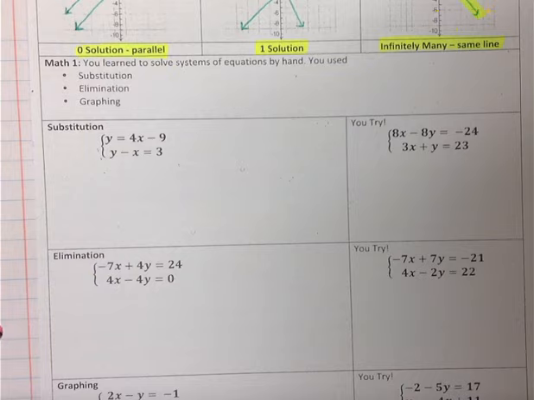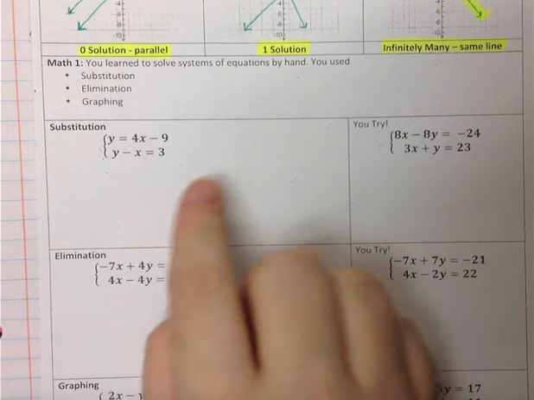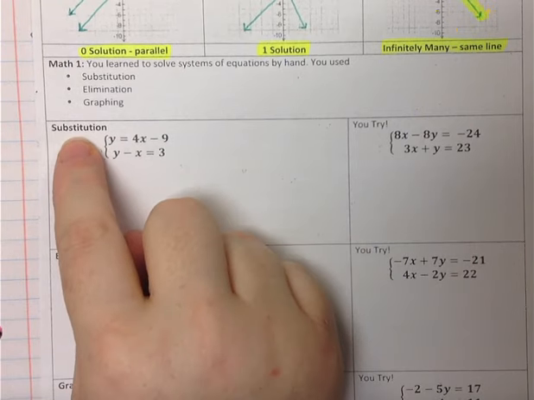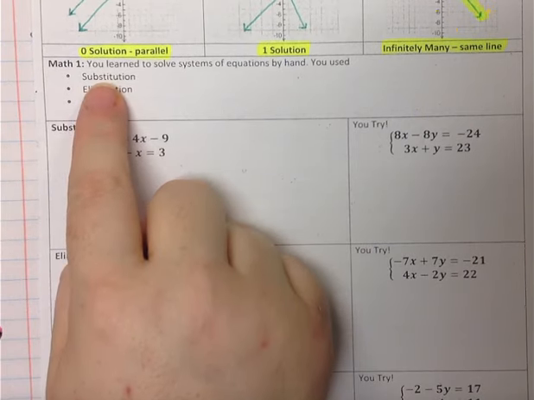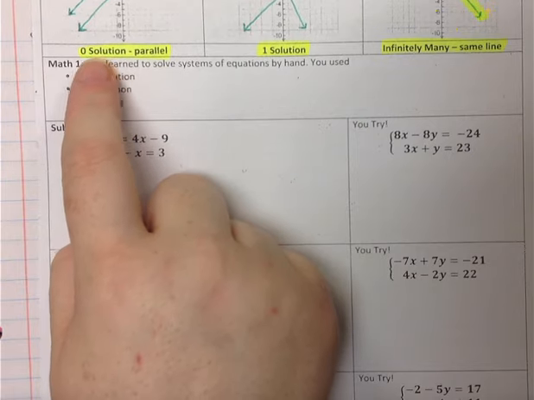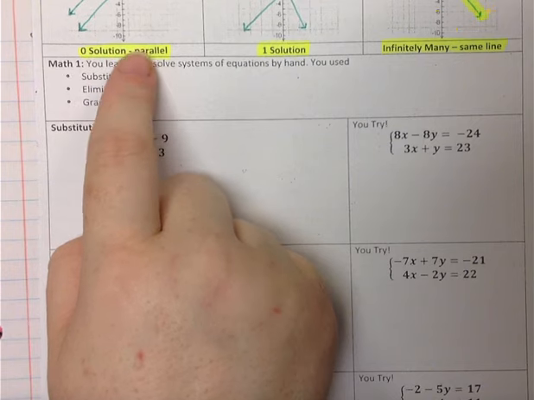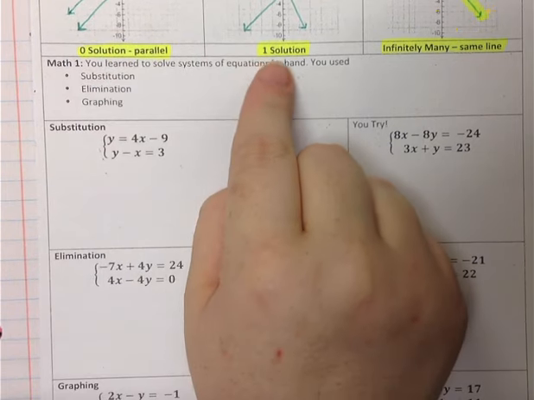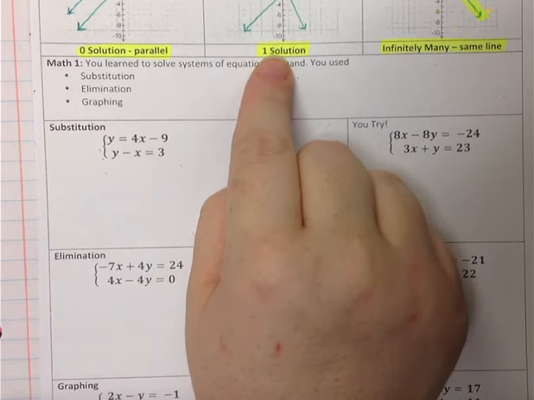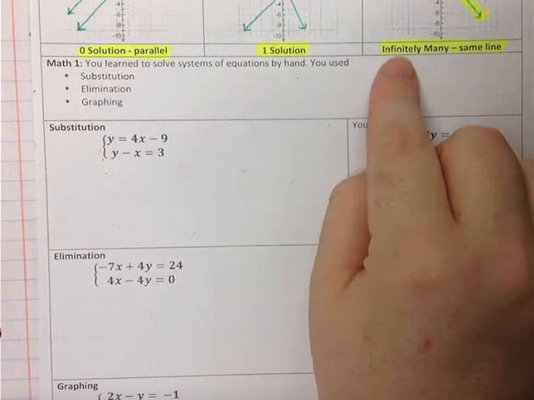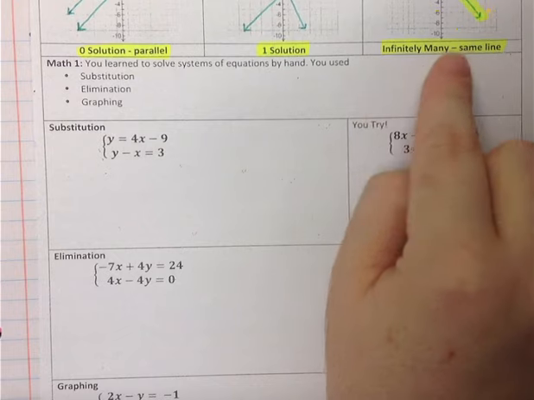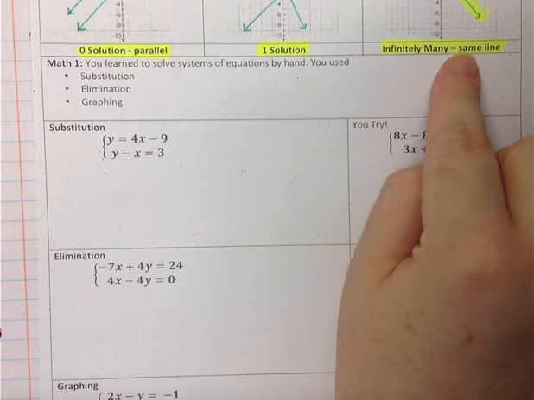This video is on systems of linear equations. I'm going to be doing two examples of solving systems by substitution. Again, substitution is one of the algebraic methods of solving a system. And as before, you can either have zero solutions, which is when the lines are parallel. You can have one solution, which is where the lines will cross and it will be an xy coordinate. Or you can have infinitely many solutions, which means that the equations are the exact same.